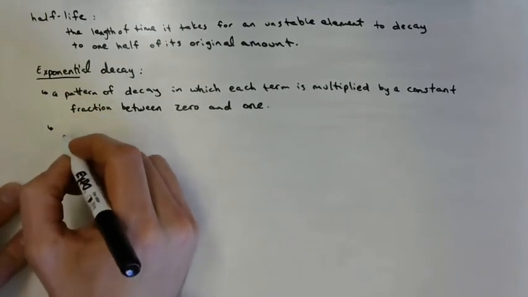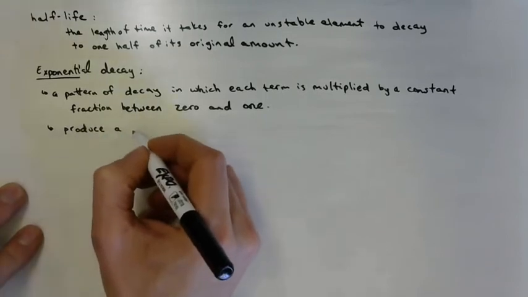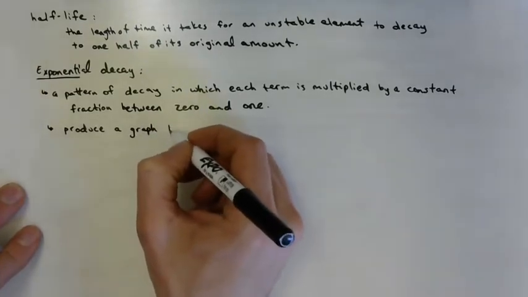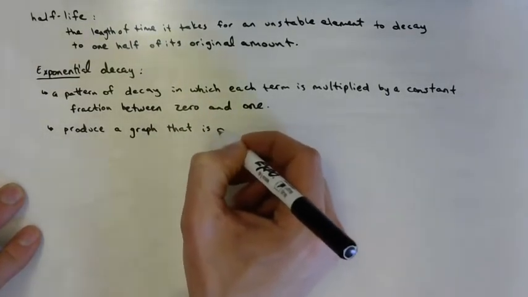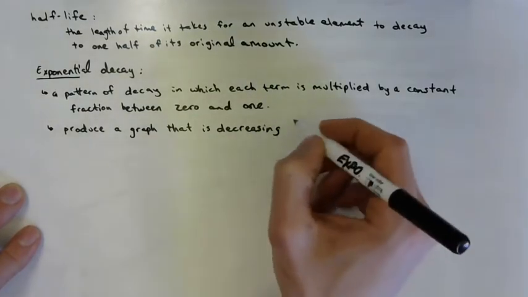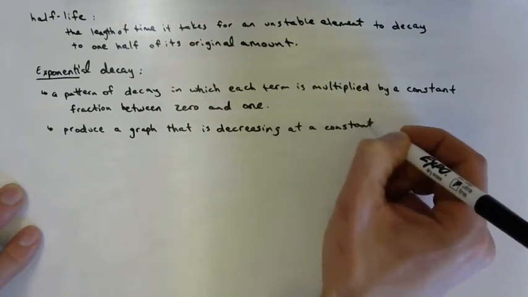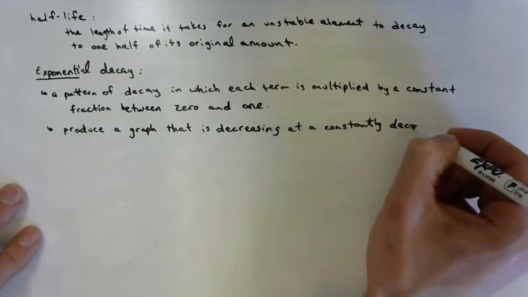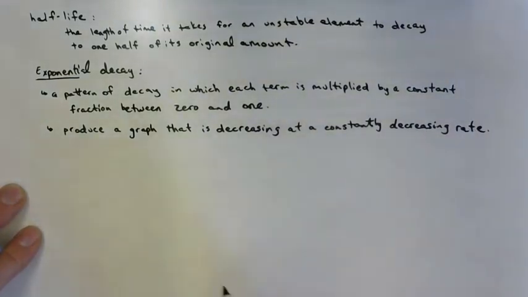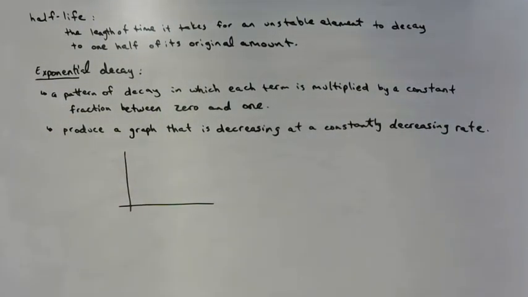And just like yesterday, we talked about the graph. Exponential decay will produce a graph that is decreasing at a constantly decreasing rate. What does that mean? Let me draw it out for you. Hopefully you have a little bit of space. You can draw this as well.